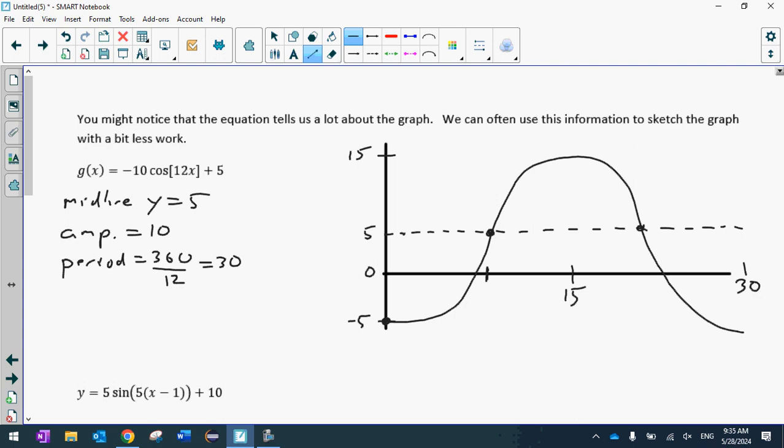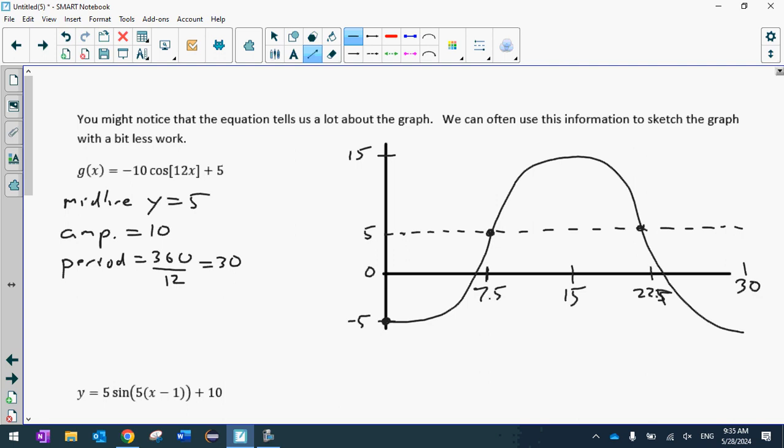This one right here. Not 15, not 0, but 7.5. Right? Halfway between 0 and 15. Okay, a little bit trickier, but how about what's halfway between 15 and 30? 22.5. Here's another little trick.